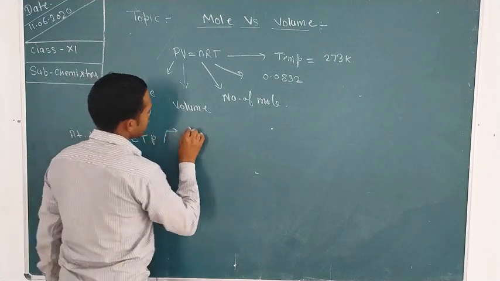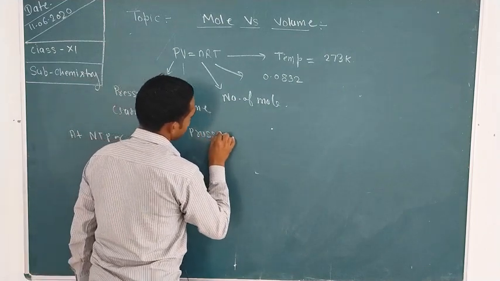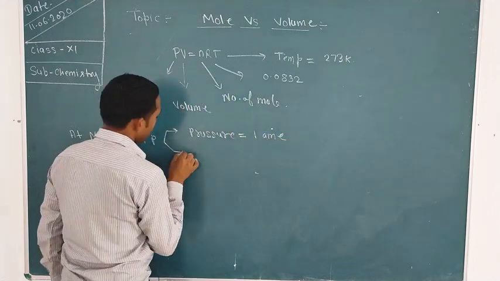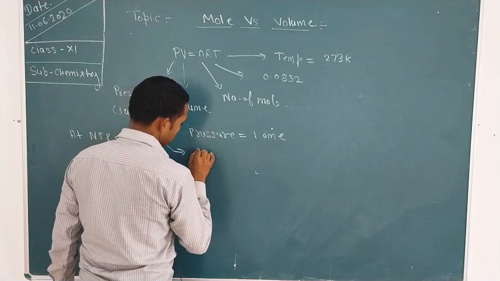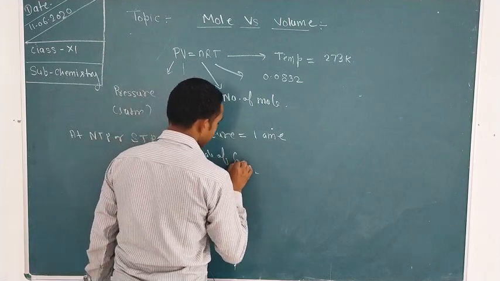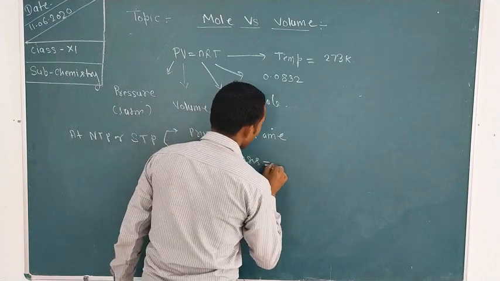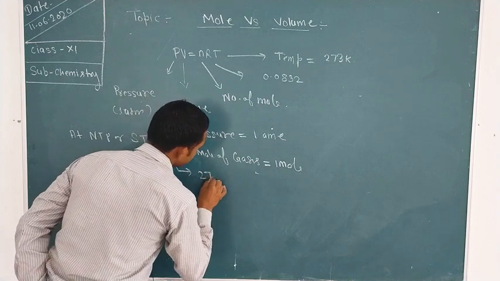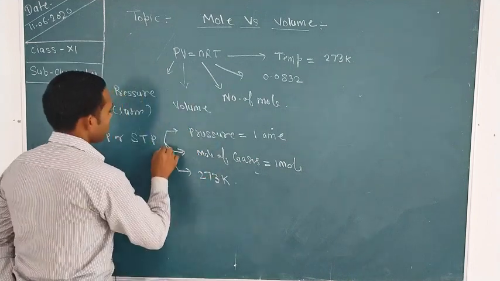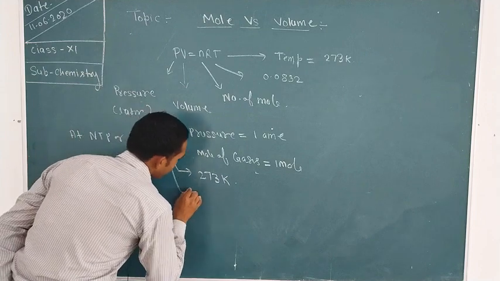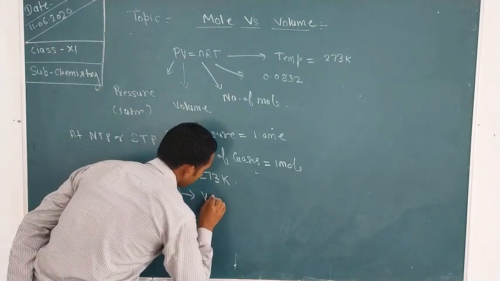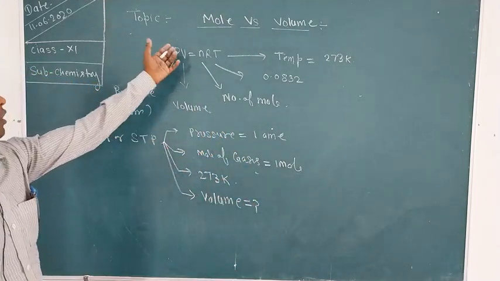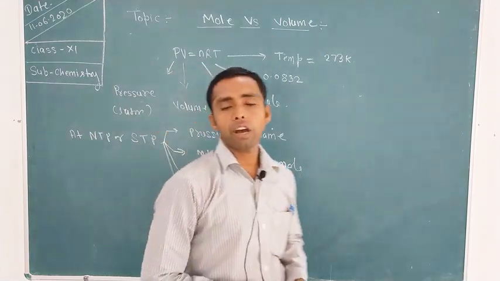we take pressure 1 atm, and the number of moles of gas is equal to 1, and the temperature is 273 Kelvin, and we try to find the value of volume. So by using this formula we find the volume of 1 mole of gas.